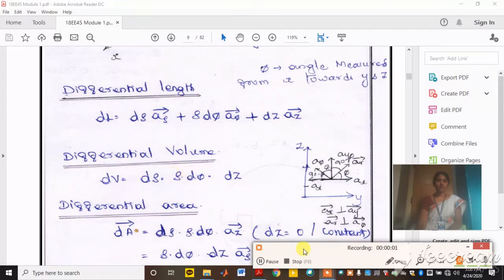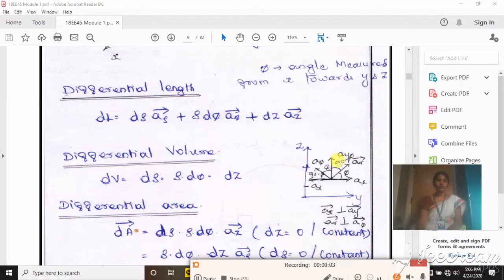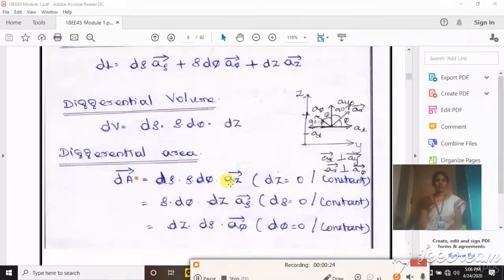Consider your differential volume element dv. It has to be taken from all the three axes: rho, phi, z. When you are considering a differential element on the rho axis, it is going to be d rho. On the phi axis, it is going to be rho into d phi. And on the z axis, it is going to be dz. So the differential volume element dv is equal to d rho, rho into d phi, into dz.